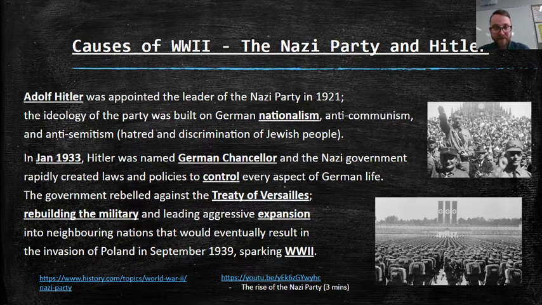The government rebelled against the Treaty of Versailles. So Hitler said, you know what, stuff the Treaty of Versailles, stuff those other guys, we're going to rebuild the military. And we're going to lead aggressive expansion into neighboring nations. So he went against the treaty, he rebuilt the military, he said, all that land we give away, I'm going to take it back. And that would all eventually result in the invasion of Poland in September 1939, which started World War II. So Hitler taking power, rebelling against the Treaty of Versailles, led to World War II.